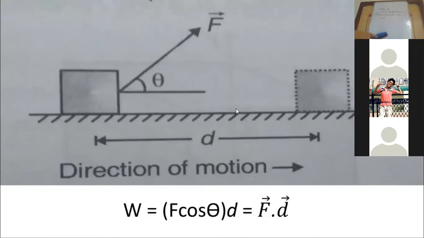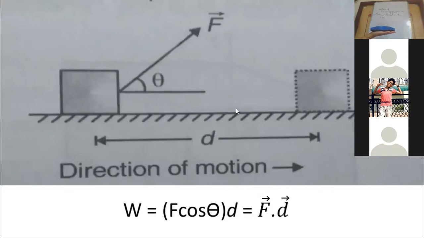I hope you must have understood from this example that if I apply the force in the forward direction and the motion of the duster is also in the same direction, then the work done will be positive.